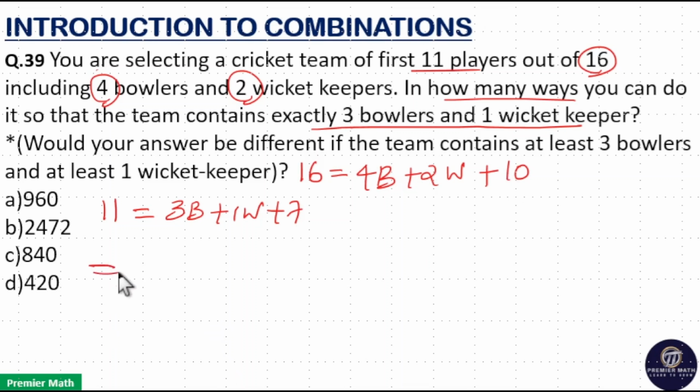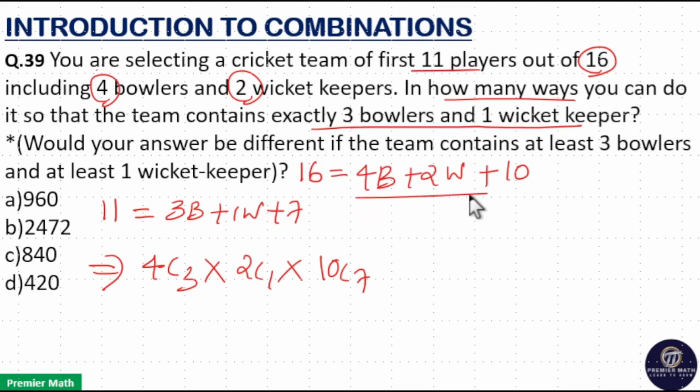So this can be done in 4C3 ways for selecting 3 bowlers from the 4 bowlers, and 1 wicket keeper can be selected from the 2 available wicket keepers in 2C1 ways, and the 7 other players can be selected from these 10 other players in 10C7 ways. This is because of the availability.